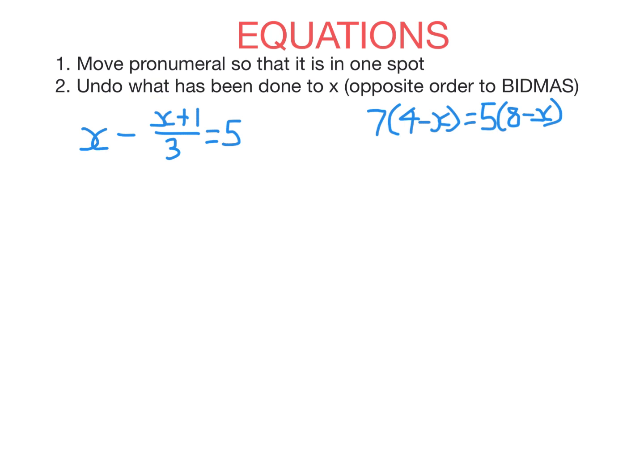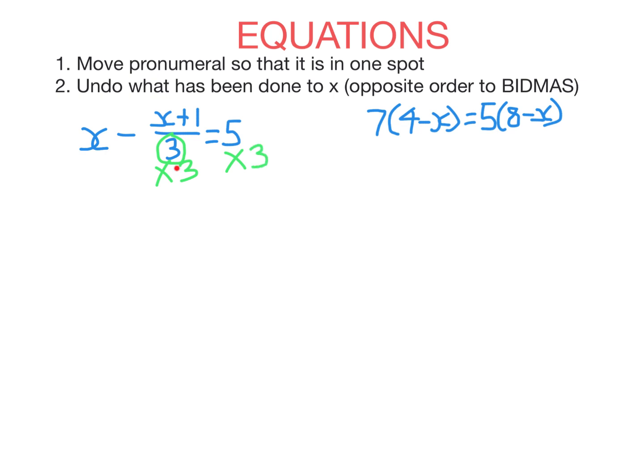So let's look at this equation. Our first job is to get x to one spot. This fraction here makes it hard, so what I'm going to do is get rid of the fraction. I do that by multiplying by 3. The way I undo dividing by 3 is to times by 3. So what you do to one side, you must do to the other.